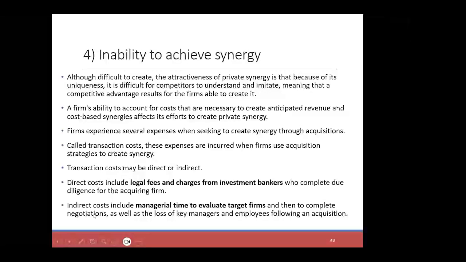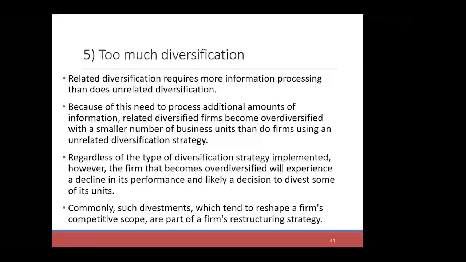So indirect costs are those costs, training costs. You need to train those people, the new people, right? So all these costs are involved, and firms tend to underestimate these costs and they overestimate the synergies generally. Then, of course, too much diversification is a problem because it can make the firm difficult to manage, and that is why firms sometimes tend to divest, especially if the M&A is not successful.